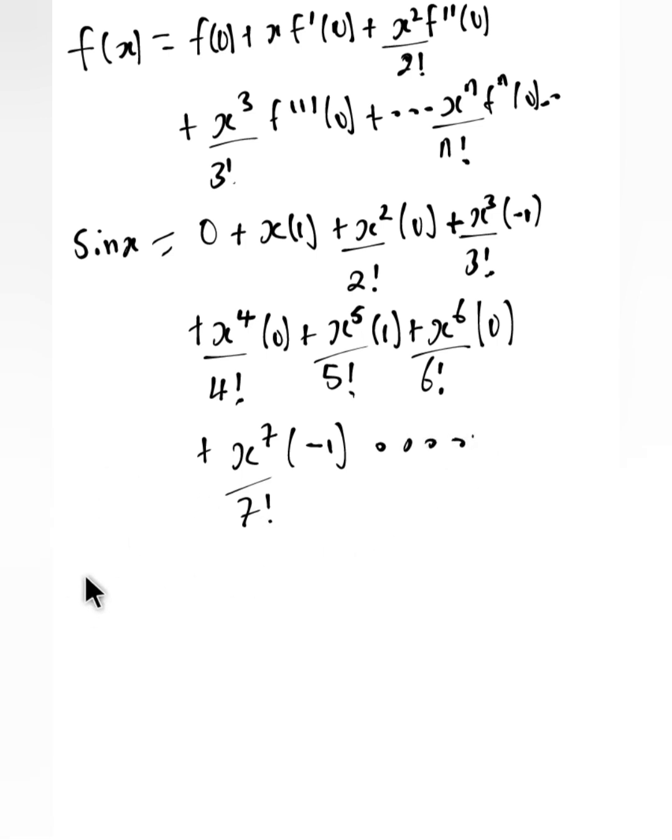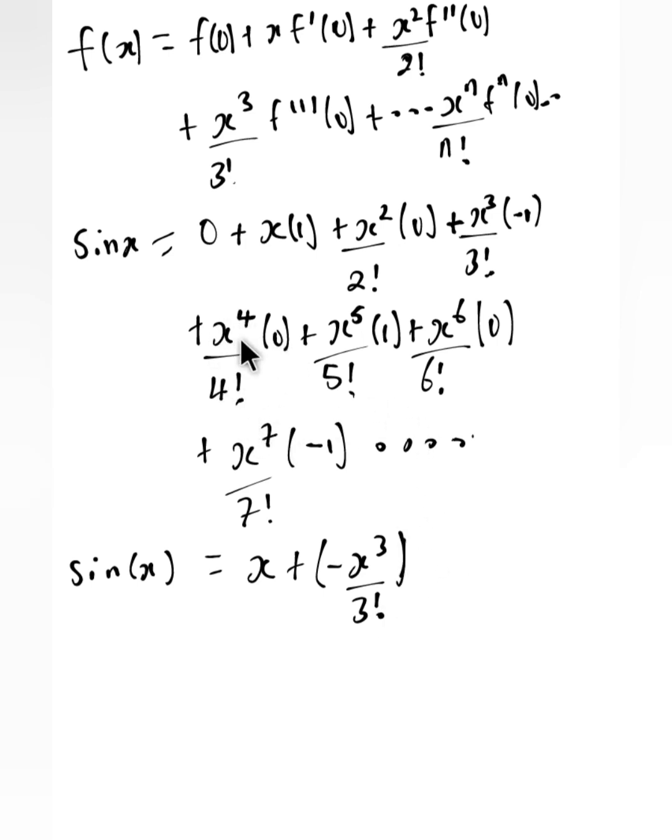Okay, let's simplify this. Sine x is equal to, this is 0, so 0 is out of it. x plus, this expression times 0 gives us 0, so we don't need to write it. x squared times 0 is 0, so this is out of it. Now, this is minus 1. Minus 1 times this expression makes it negative. So it becomes minus x raised to power 3 over 3 factorial.